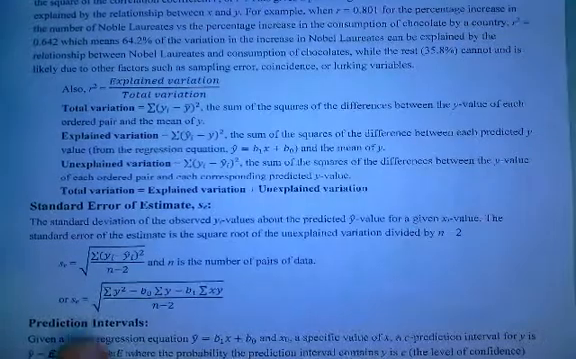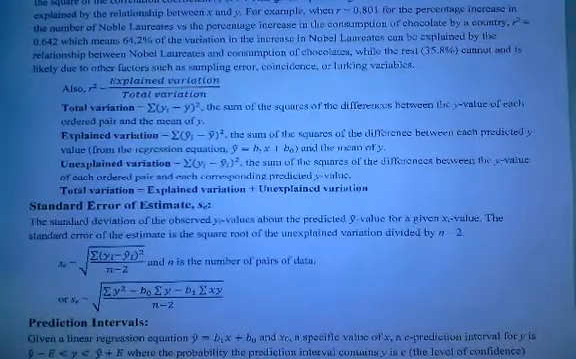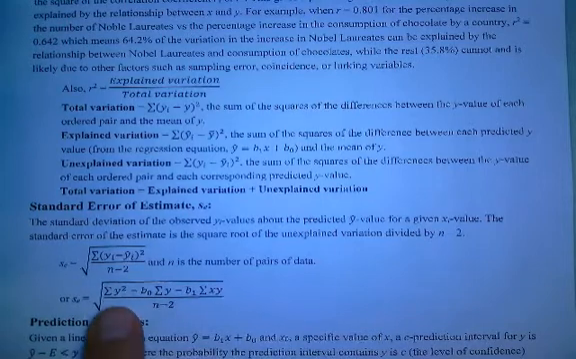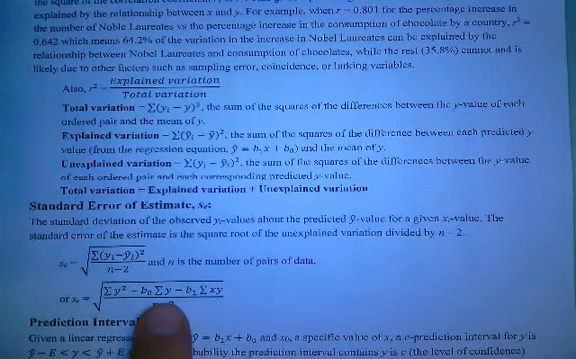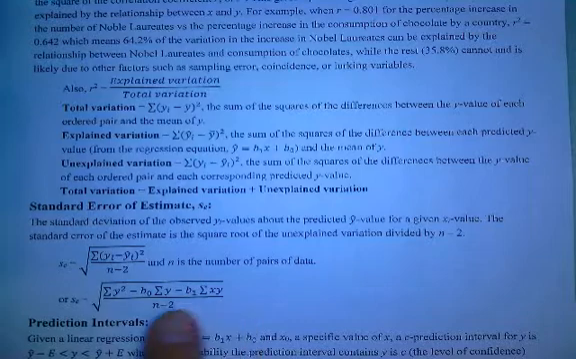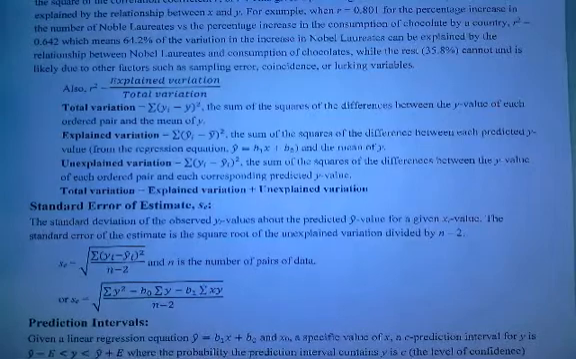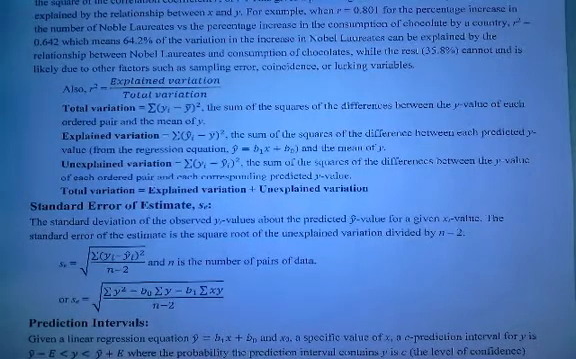There are two equations for this, one of which is the sum of the squares of the differences between the Y values and the predicted Y values. And then here we have the sum of the Y squareds, sum of the Y's, sum of the XY's, and then note we have the B naught and the B1. B1 again is the slope of your regression line.